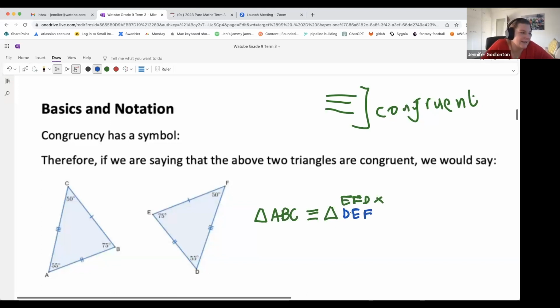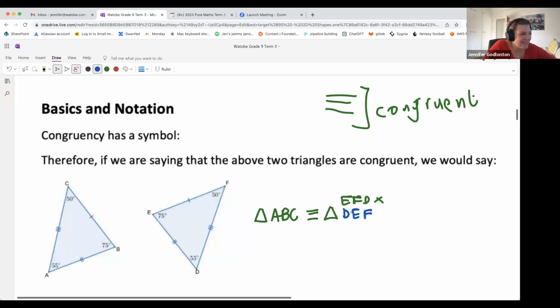Who agrees? I want to get an idea. So who agrees with what I have written on the board now? Who's agreeing with Raven that we have triangle ABC is congruent to triangle DEF? Do we agree? Do we not agree? So I actually agree. I agree with you, Raven.